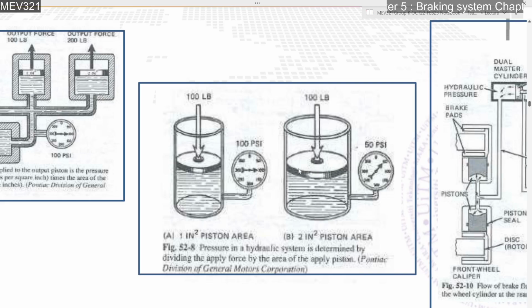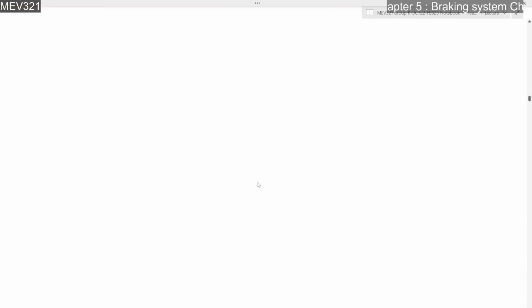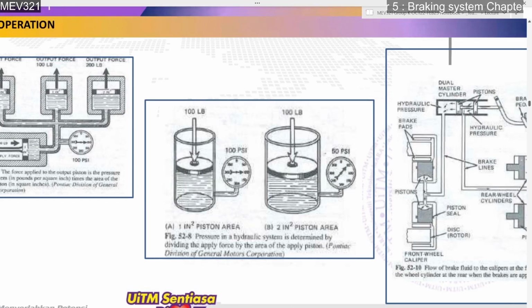But if you increase the surface area of the pistons here, you will get lower pressure. So it depends on the surface area, the force, and the pressure. Vice versa, because P equals F over A, right? F is the force, A is the surface area. So if A is smaller, your pressure will get higher. I hope you still remember that you already learned in fluid mechanics, and if I'm not mistaken, it was also taught during your SPM level.